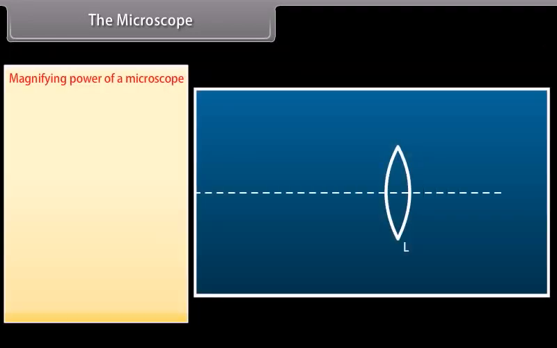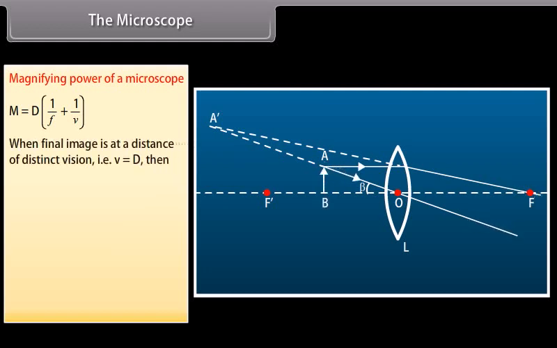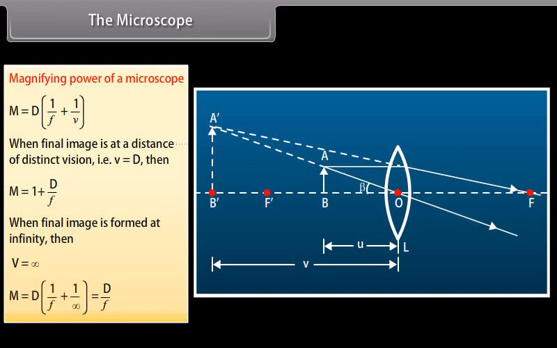Magnifying power of a microscope. M = D(1/F + 1/V). When final image is at a distance of distinct vision, that is V = D, then M = 1 + D/F. When the final image is formed at infinity, then V = infinity, M = D(1/F + 1/infinity) = D/F.